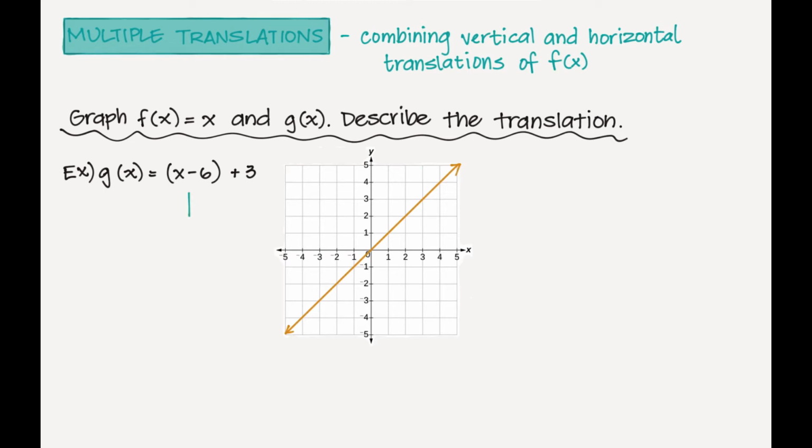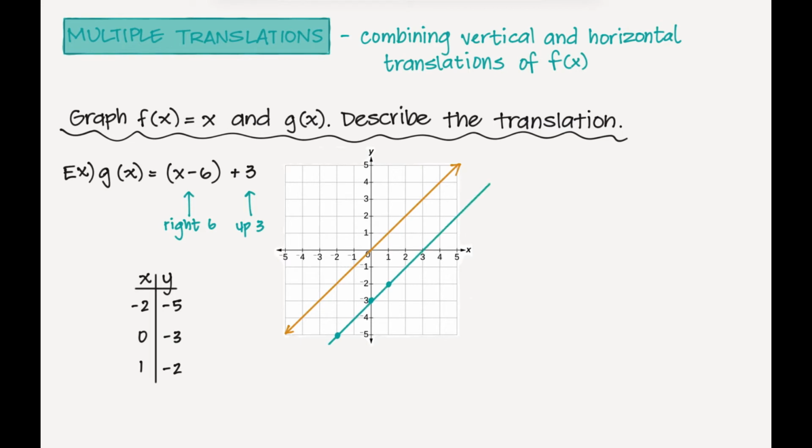So notice this time in parentheses I have x minus 6, so that means it's going to go to the right 6. And then when I add 3, that means it's going to go up 3 because it's outside of the parentheses. So when I use those same points, -2, 0, and 1, let's plug them in. -2 minus 6 is -8, plus 3 is -5. 0 minus 6 is -6, plus 3 is -3. And then 1 minus 6 is -5, plus 3 is -2. So there are my 3 points. Let's go ahead and plot all 3 of them now and use our ruler to draw our line.